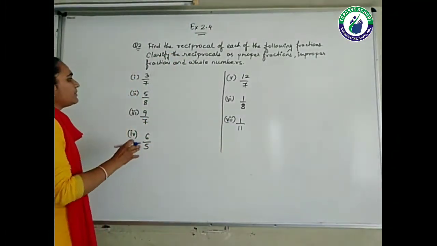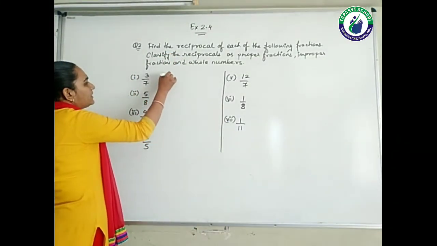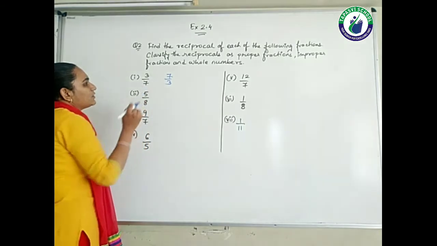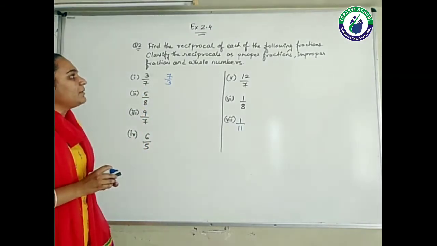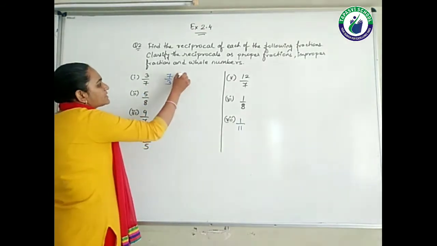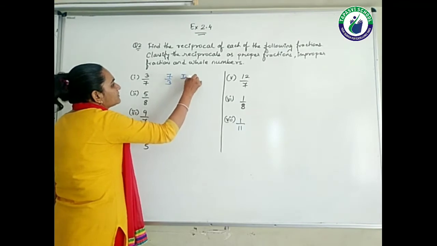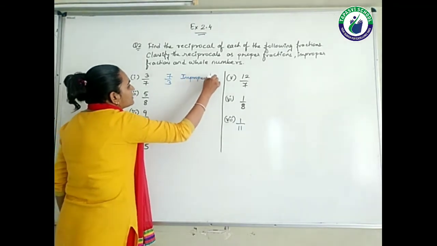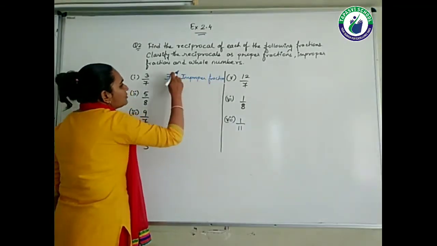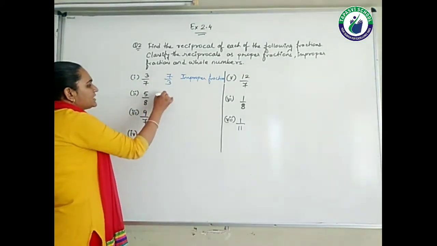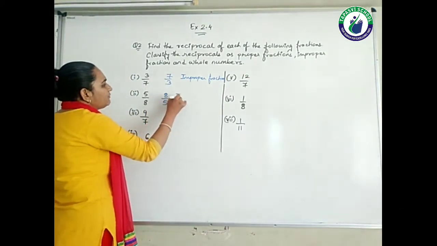So the first one is 3 by 7. The reciprocal of it will be 7 upon 3. Now tell me, is this proper, improper or a whole number? This is an improper fraction. The reason is the numerator is greater. Next one is 8 upon 5. Again it is an improper fraction.